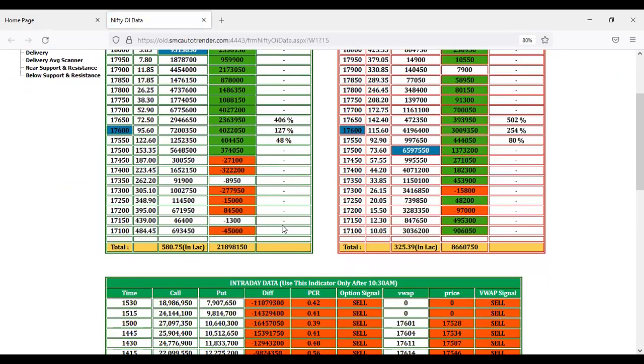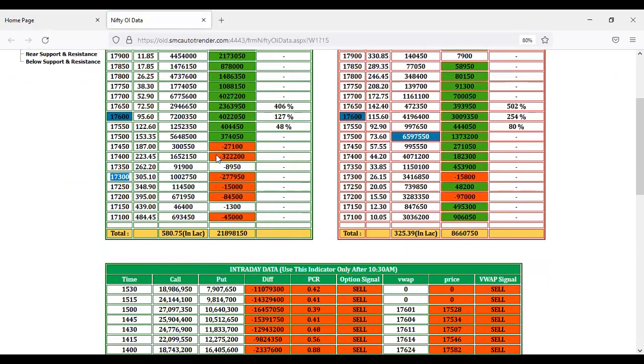And one more thing you must have noticed is that there are certain strike prices where there is a negative value. Negative value is your unwinding. People are closing their open interest. This means that sellers are really not interested in selling the 17,400 call option, so they are squaring off their position. On a cumulative basis, they have covered 3,22,200 open positions. Still, how many open positions are left? 16,52,150.